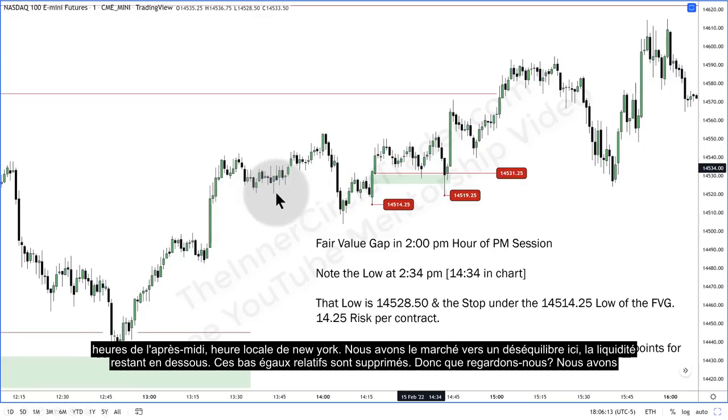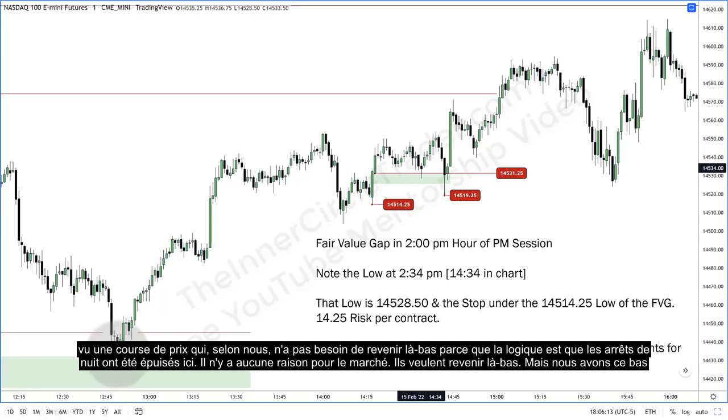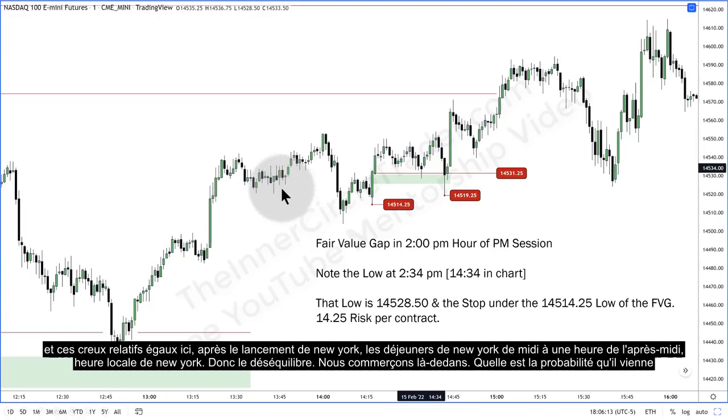So what are we looking at? We've seen a price run that we don't think needs to come back down here, because the logic is the overnight stops have been run out down here. There's no reason for the market to want to come back down there. But we have this low and these relative equal lows here post New York lunch. New York lunch is noon to 1 o'clock in the afternoon, New York local time.